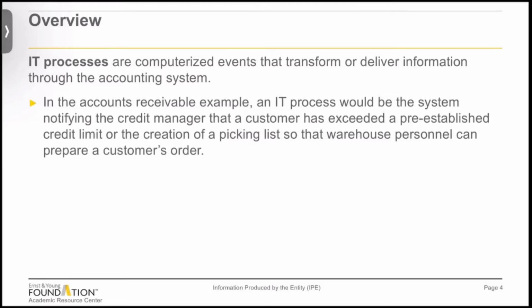Now to contrast that, because we said that IPE can be produced either from transaction processes or IT processes: IT processes are computerized events that transform or deliver information through the accounting system. Going back to our accounts receivable example, an IT process would be the system notifying the credit manager that a customer has exceeded a pre-established credit limit, or the creation of a picking list so that the warehouse personnel can prepare a customer order. Okay?